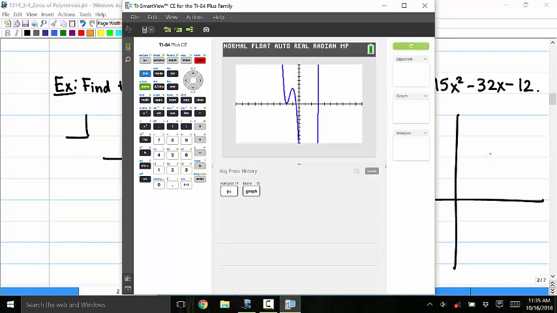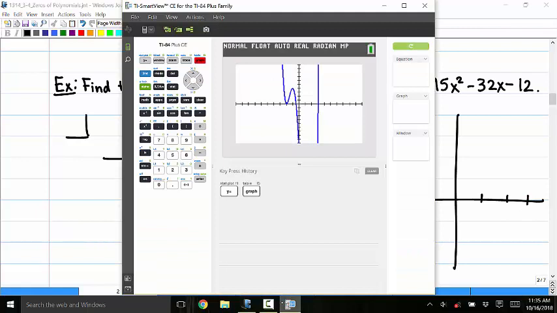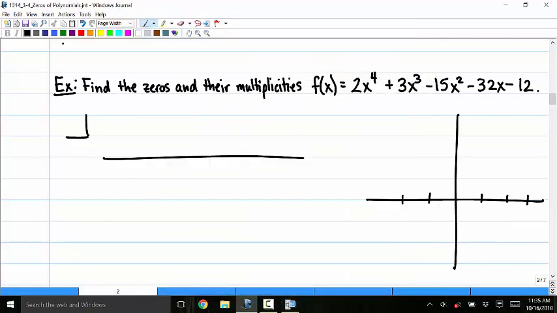So let me go put in a picture over here. And it looks like maybe -1 and 3, possibly. Goes down, touches, way down here. Something like that. You agree? Quick sketch. Okay, let's go list all the possible rational zeros.